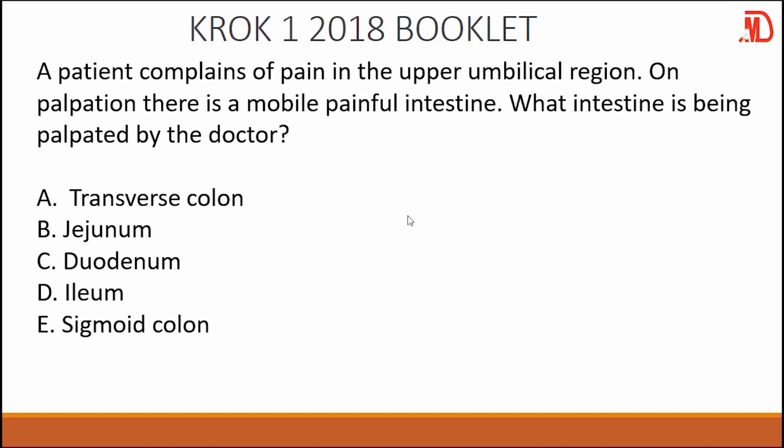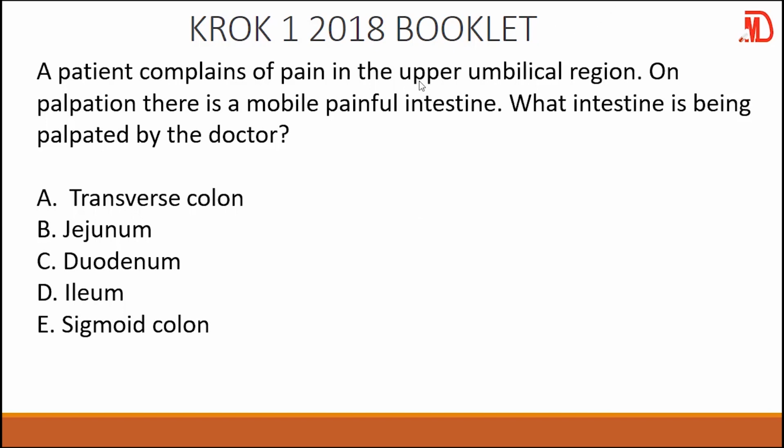Alright, next question. A patient complains of pain in the upper umbilical region. On palpation, there is a mobile painful intestine. What intestine is being palpated by the doctor?